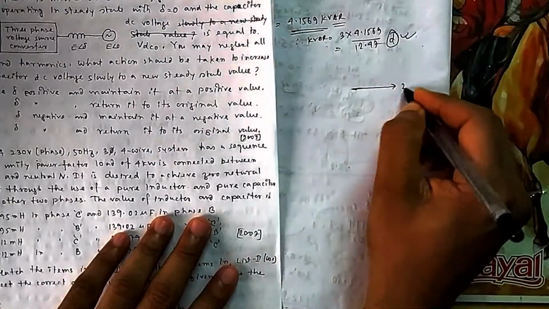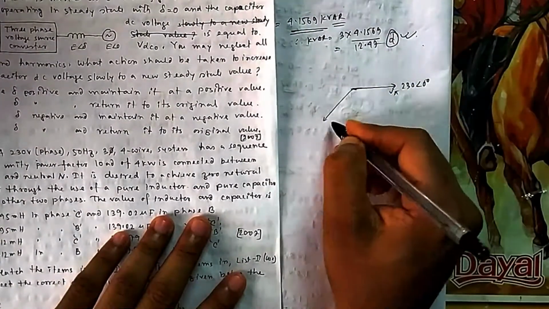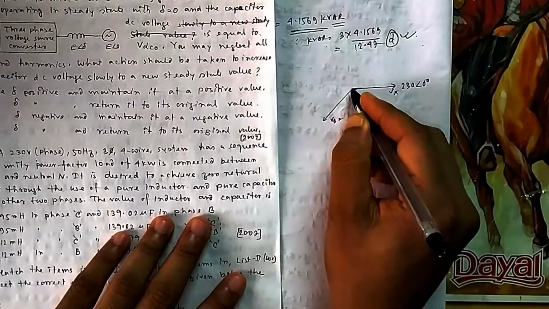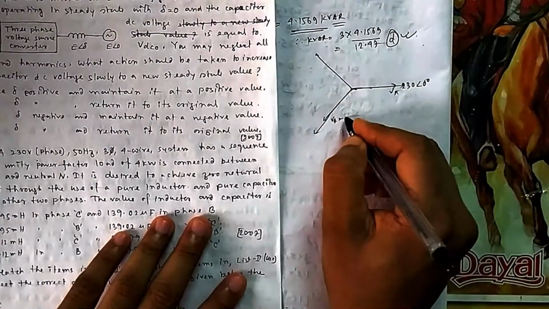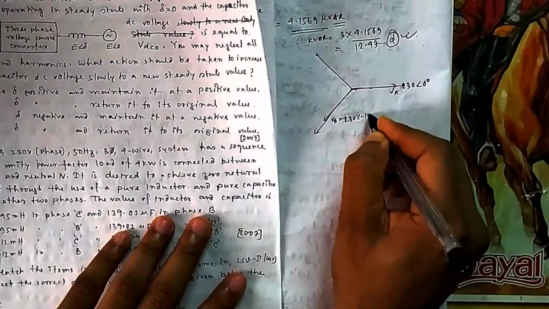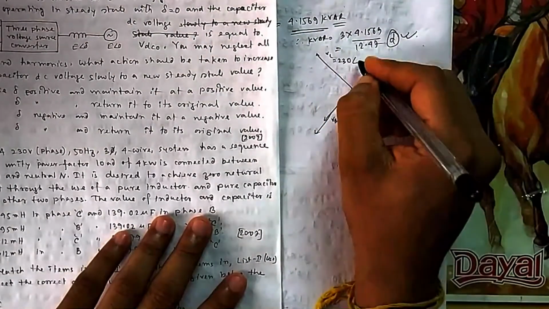VA is 230 at an angle of 0. Suppose this is my VA. So my VB will be somewhere here, and VC will be here. Both these magnitudes are the same: VB is 230 at an angle of minus 120, and VC is 230 at an angle of minus 240.